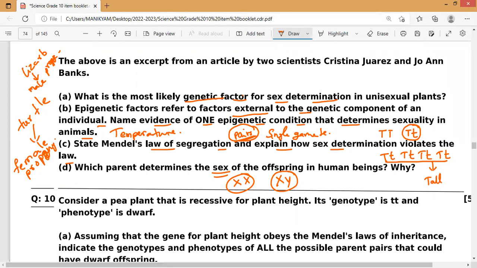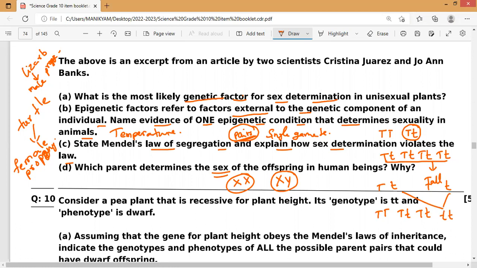Next, if we cross the F1, what is the F1 crossing? Everybody tell me the gametes. F1 crossing gametes, I'm asking. What will happen? Capital T, small t, capital T, small t. If we cross it, capital T, capital T will come; capital T, small t will come. Next one, capital T, small t will come. And last one, small t and small t will come.